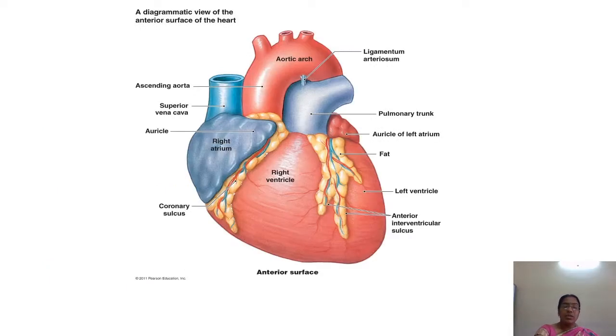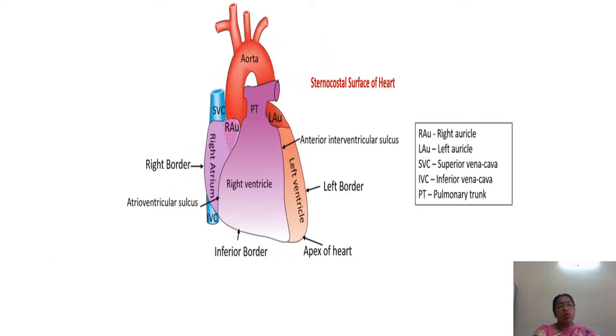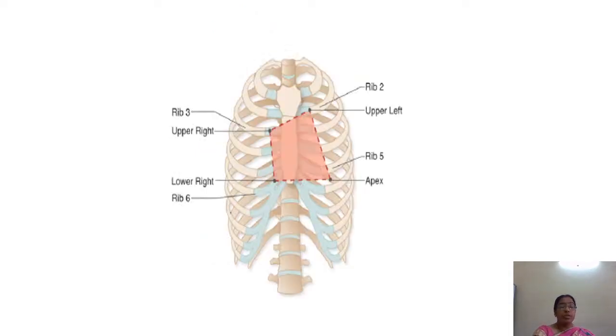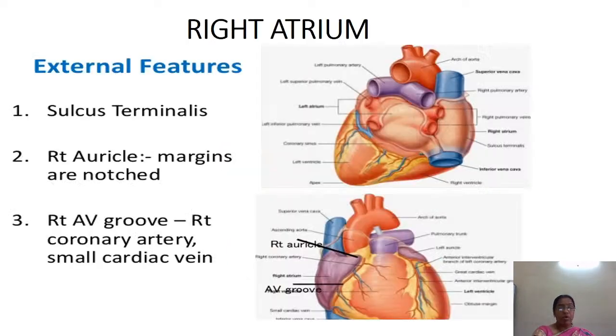When you are saying the situation, it is along the right border, and it is formed by a part of the surface called the sternocostal surface. It forms a part of your right atrium. When you see the extension of the right atrium, it extends from the 3rd costal cartilage to the lower right 6th costal cartilage. So this is the important thing.